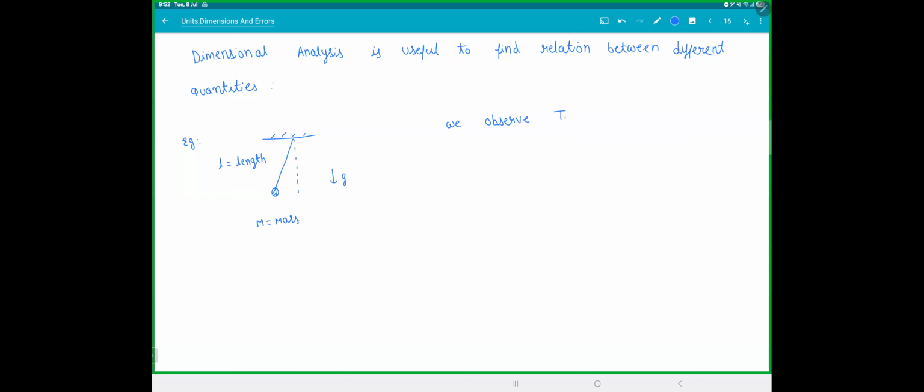Now, when you look at this pendulum, you get a feeling, okay, this time must be depending on length, because you have seen the bigger the length, the more time it takes. So we observe the time period of a pendulum depends on the length of the string, depends on the mass of the bob. I don't know, I think if the mass is heavy, it should come down. So it depends on mass, length of the string, and acceleration due to gravity.